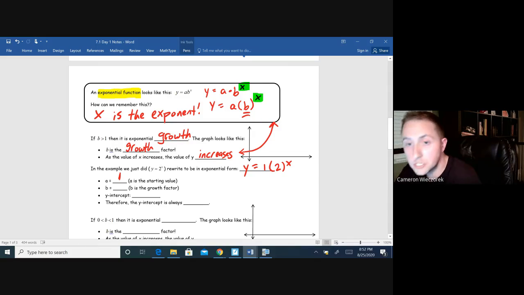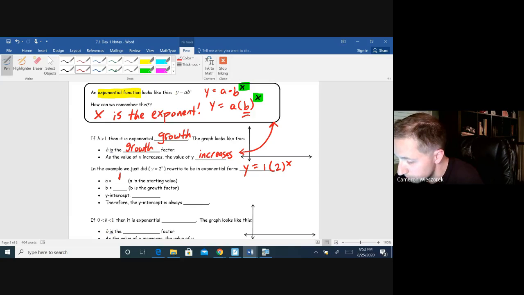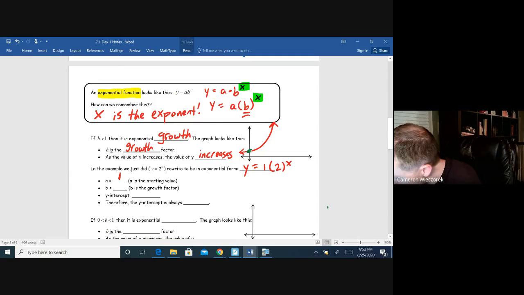Your A value is the starting value, okay, which on the graph, here's where you start out. The starting value is the value of Y when X is equal to 0. Okay. So here's my A value. And then my B value is the one that's getting raised to the power of X. So B in this example would be 2. That's my multiplier, my growth factor.